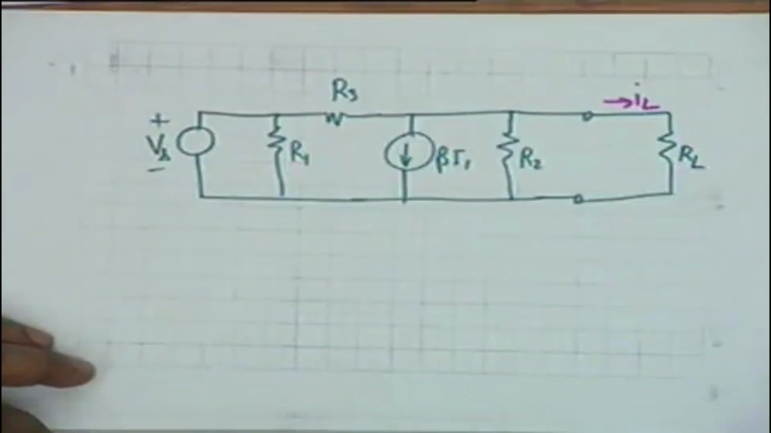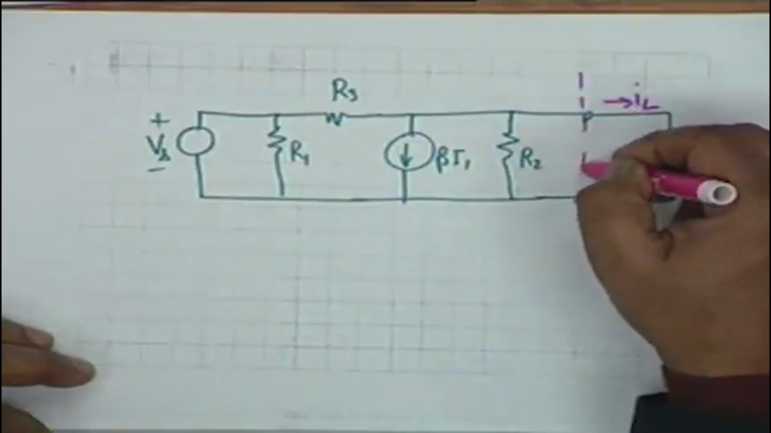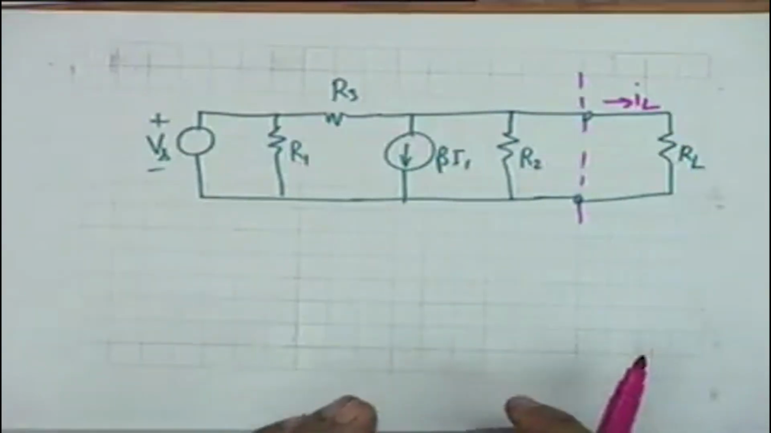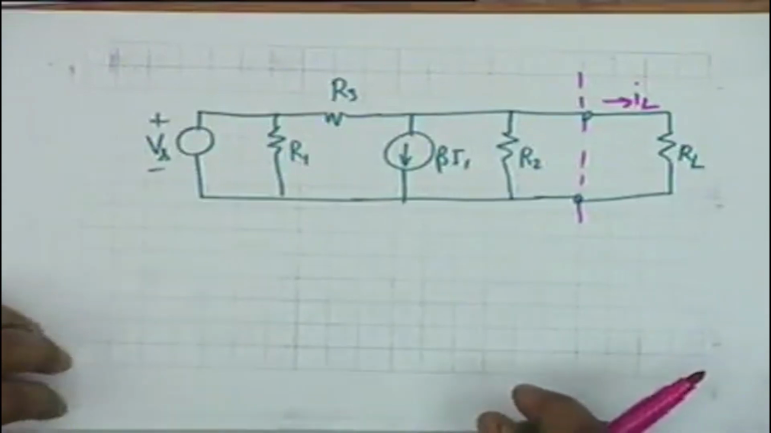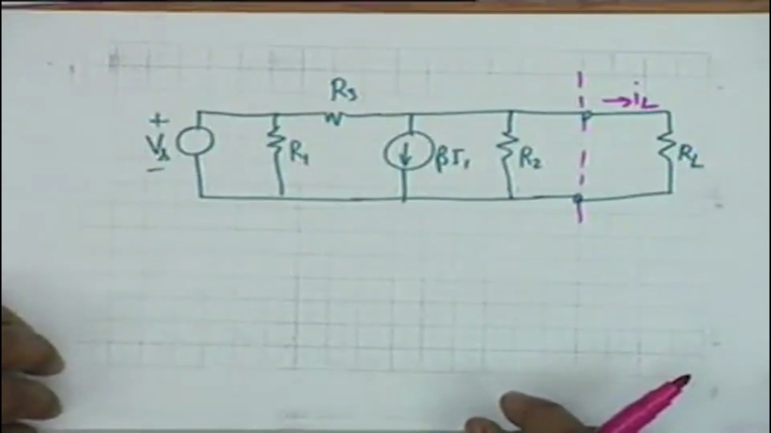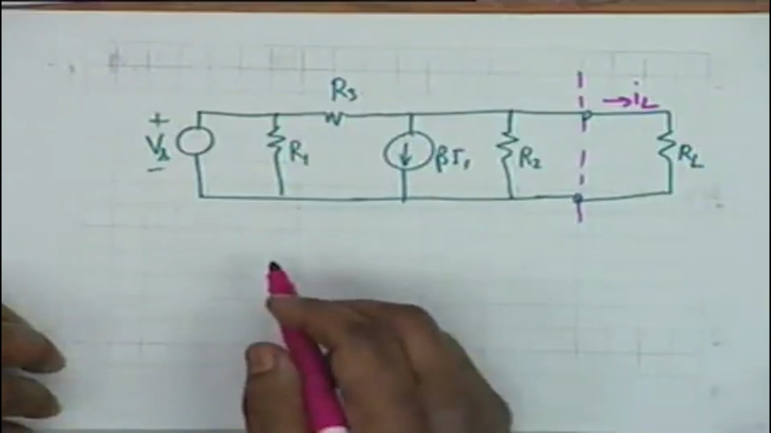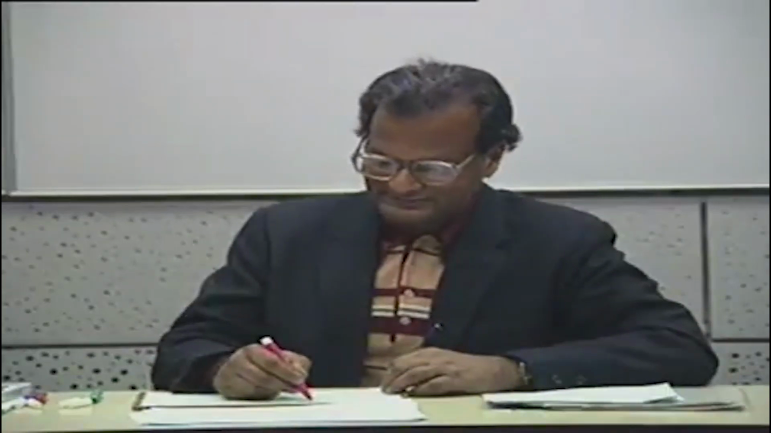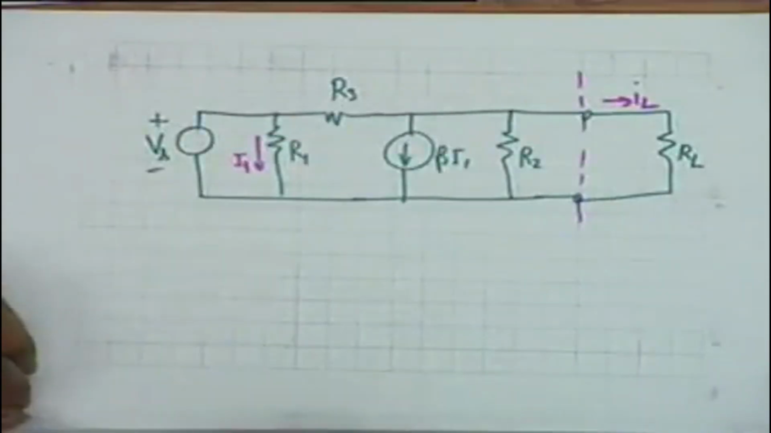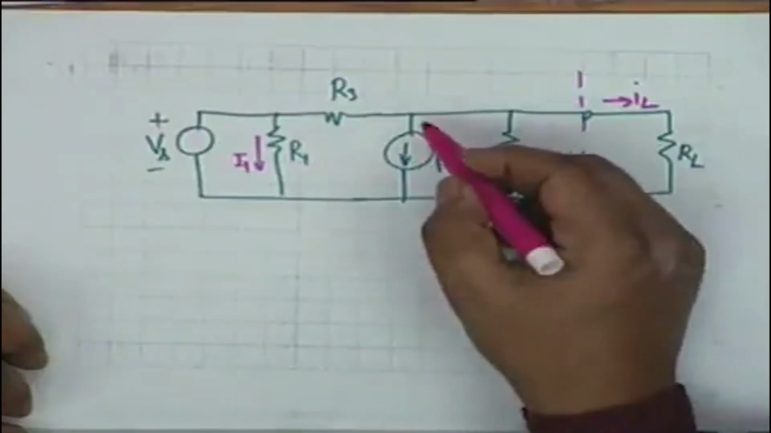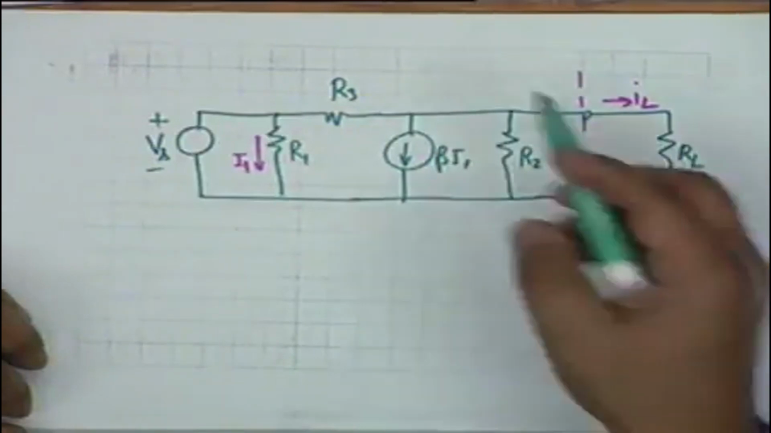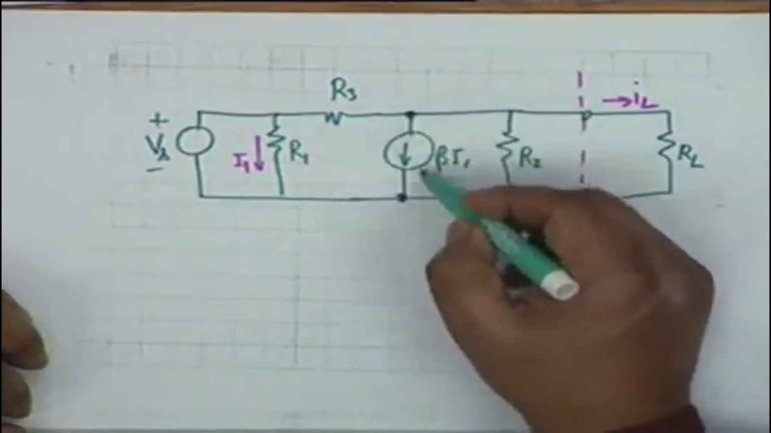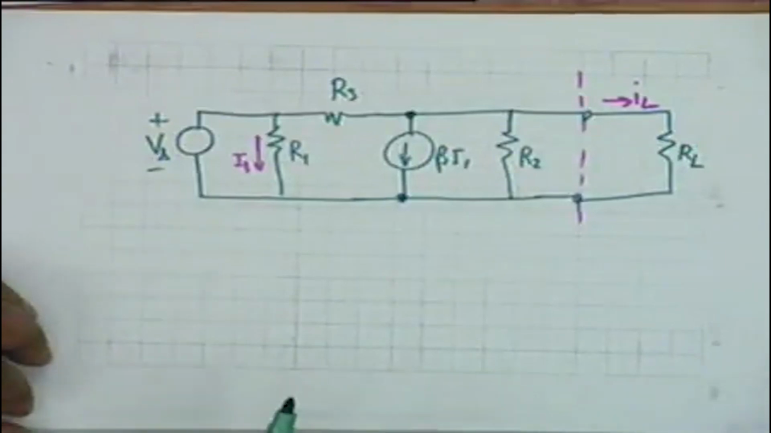IL, by application of Thevenin's theorem to that part of the network which is to the left of the dotted line. I wish to find out the Thevenin equivalent, and for that the first thing I do is to find out Vt. Where is I1, sir? You didn't show I1. I1 is this current. Thank you. Now obviously beta I1 is now a dependent source. So let's see how we solve this problem.